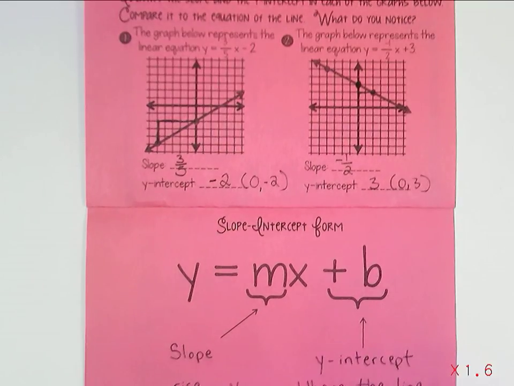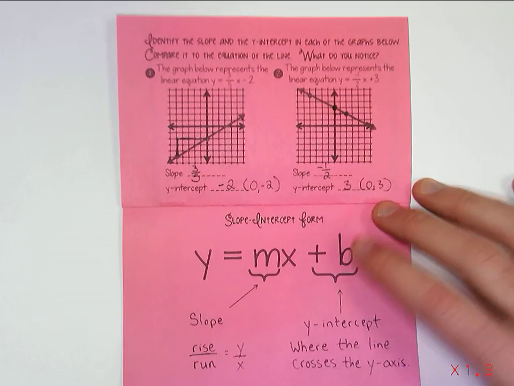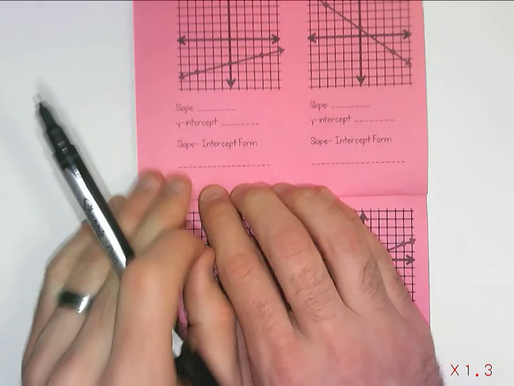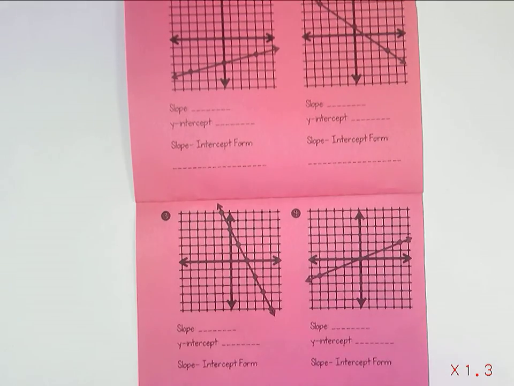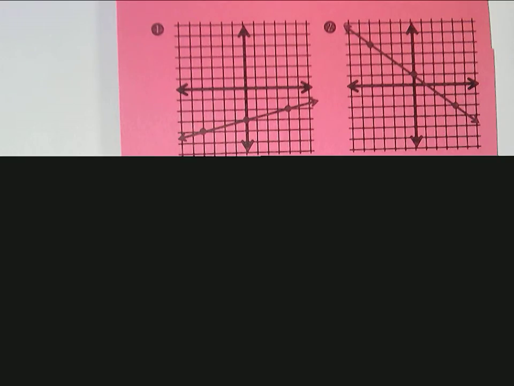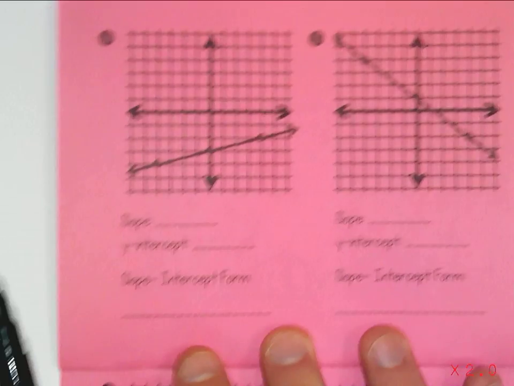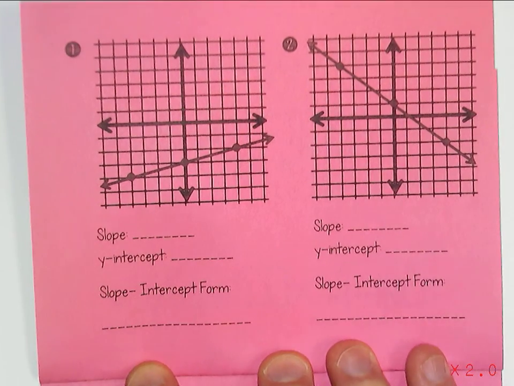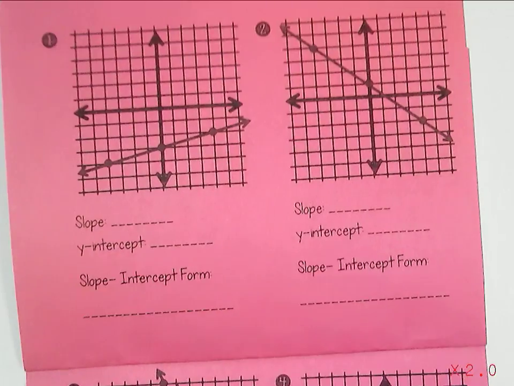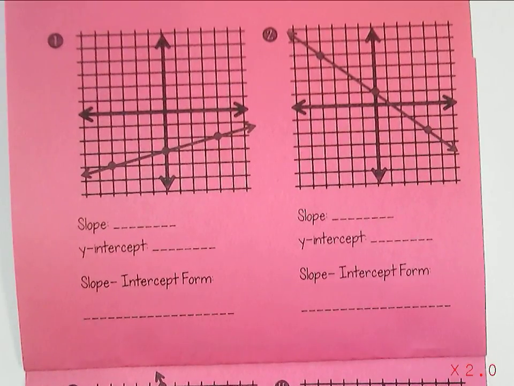So let's go on to our next section here and talk a little bit about writing equations in slope-intercept form. So we're going to be doing exactly what we did previously. Just zoom in here real quick. All right, so problem 1 and 2 here. We want to identify the slope and identify the y-intercept. Now we're going to have to do this from the graph, so we're going to have to remember how we find slope from a graph.